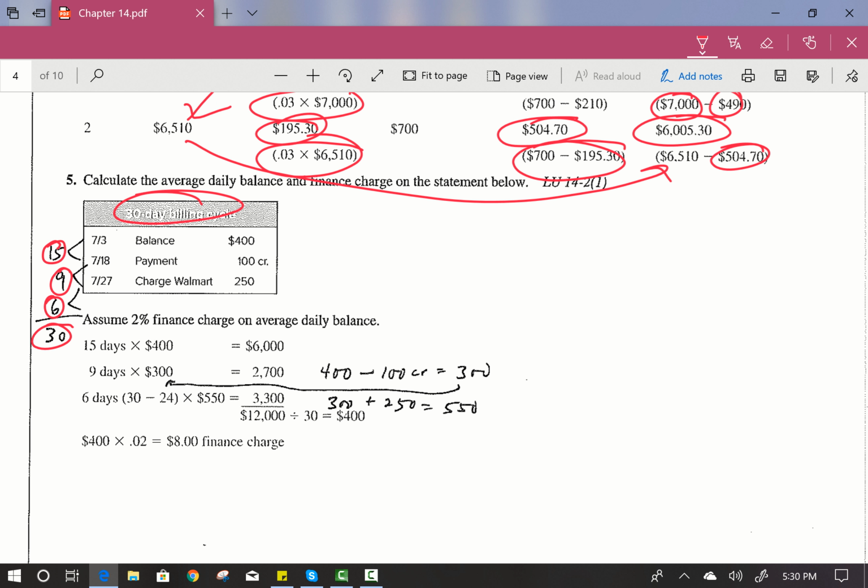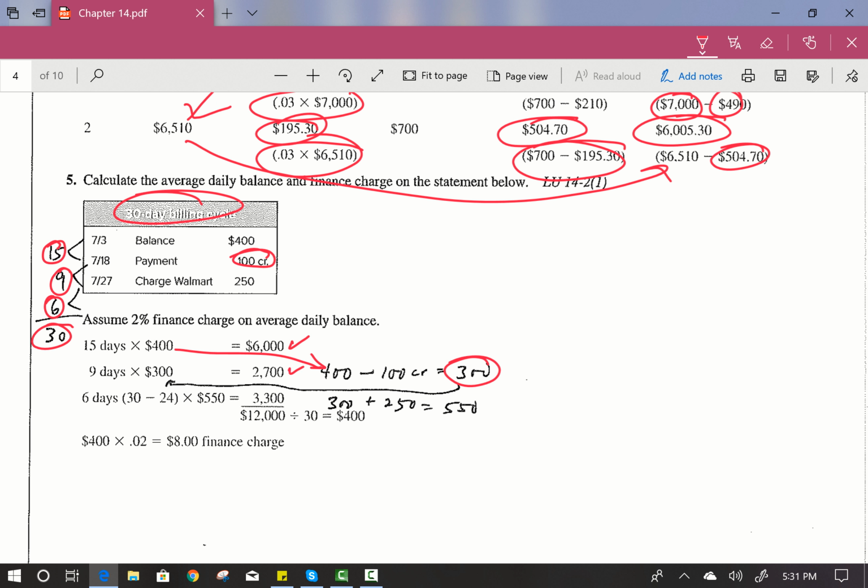Okay, first thing we're going to do is start with our balance of $400, and we have that balance for 15 days. So 400 times 15 equals 6,000. Okay, then we're going to take that balance of $400 and subtract out that credit, that payment that we made of $100, to give us a new balance of $300. So we have a $300 balance now for 9 days. So 9 days times 300 gives us $2,700 for the extension.